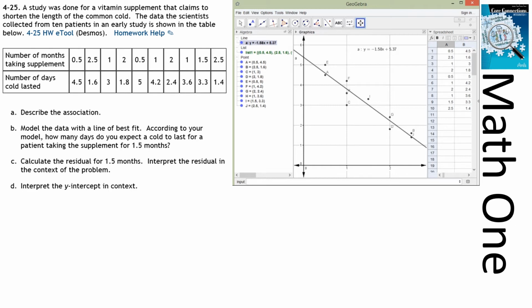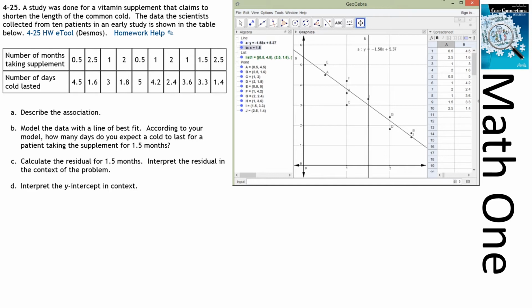So let's read this here. It says, model the data with a line of best fit, done. According to your model, how many days do you expect the cold to last for a patient taking the supplement for 1.5 months? Well, here's 1 month and here's 2 months. And if I wanted to, I could put a line right here to kind of show that. In fact, let me do this. I'm going to say I want x equal to 1.5.